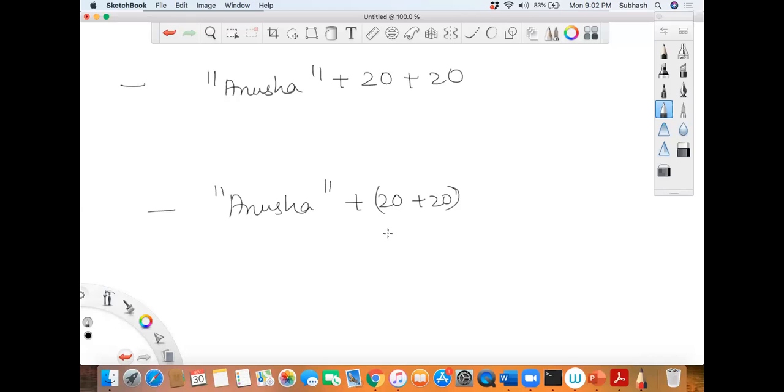Anusha, are you getting it? Yes, sir. Are you getting it or simply saying yes, sir? No, sir, really, I got it, sir. Bracket means evaluate this together. Please evaluate this together.